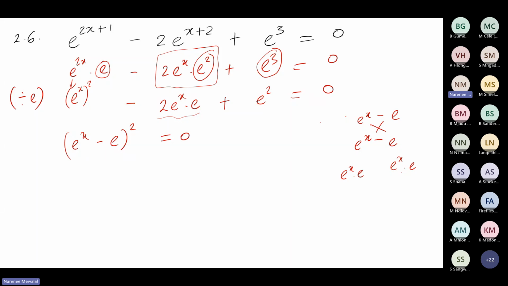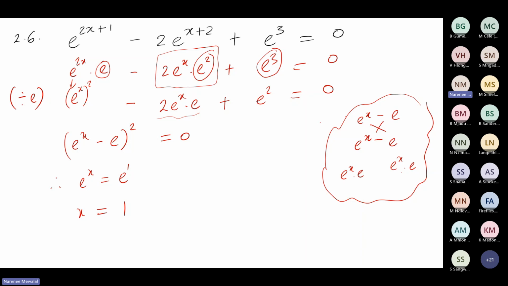Now, please note that this is how I factorize a quadratic trinomial. You don't need to unlearn anything that you learned at school or previously. You factorize in a way that works for you. So now you're going to say, therefore, e to the x is equal to e, because you're saying that this e to the x minus e is equal to 0. And so e to the x is equal to e to the 1, and so x is equal to 1. And that is your only solution.